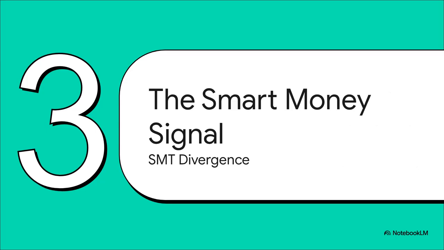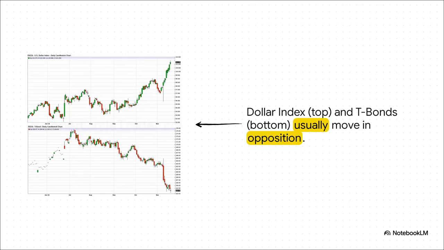Okay, so we've got the basic relationships down, but how do we get an early warning that a big shift is about to happen? This is where we bring in a very specific, actionable tool from ICT, the smart money technique, or what we call SMT divergence. Check this out. Up top, you've got the US dollar index, and on the bottom, the 30-year T-bond. Now, like we just talked about, they generally move opposite of each other, like a mirror image, right?